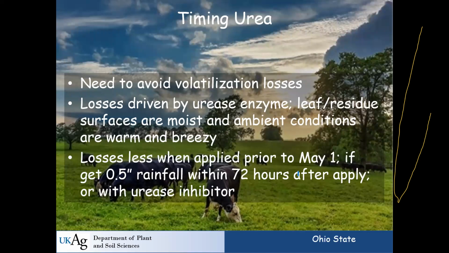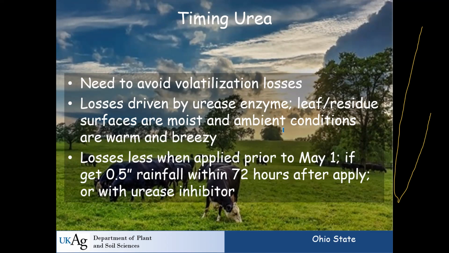Timing of urea can achieve avoidance of volatilization losses. My father, who was one of the first to use urea on the farm in southern Michigan, always timed his urea application just within, he expected rain within 24 hours. Because rainfall is a way of incorporating urea into the soil and reducing the possibility of this enzymatic volatilization.